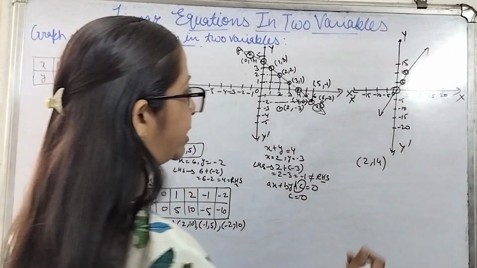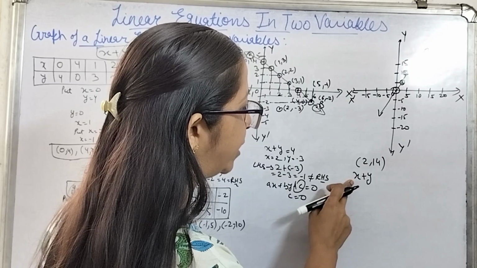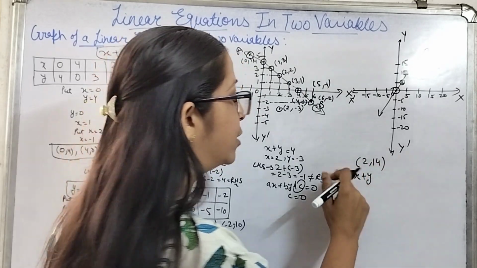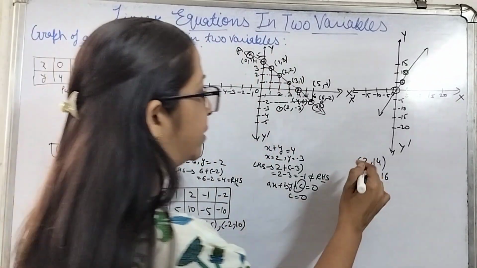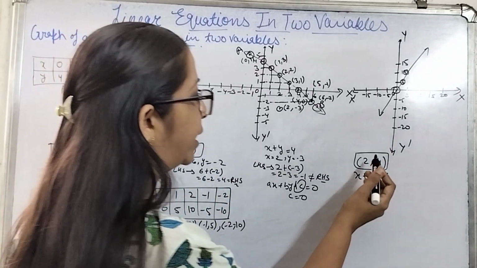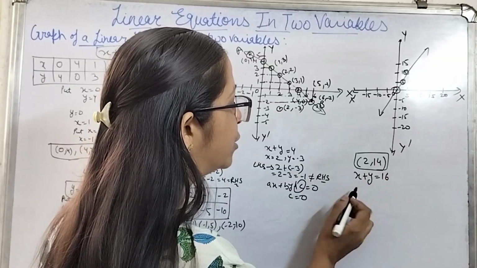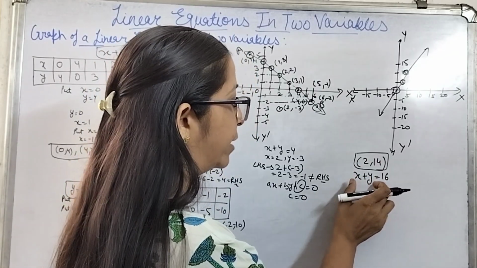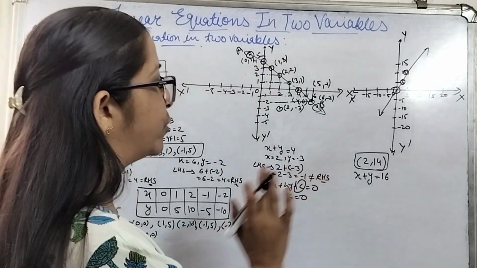See, first of all, I am simply taking x plus y. If I keep x equivalent to 2 and y equivalent to 14, then 2 plus 14 will become 16. So your equation will become x plus y is equivalent to 16. Right? This is the solution of the equation. We have to frame the equation. Here we can see the value of x is 2, the value of y is 14. Now 2 plus 14 will be 16, so we have equated it to 16. This is one of the equations.